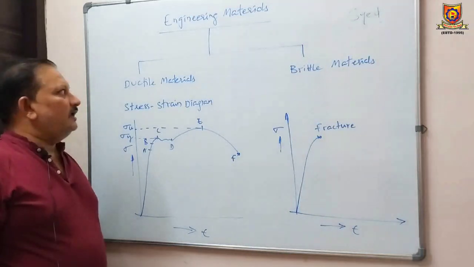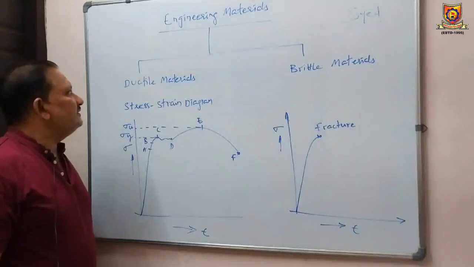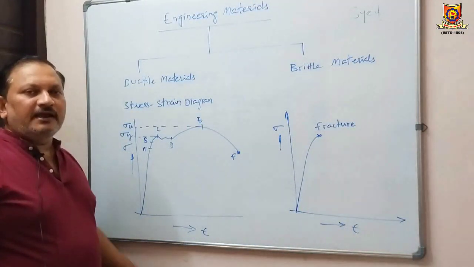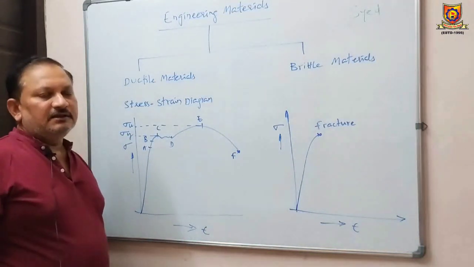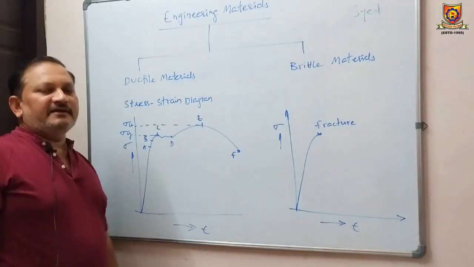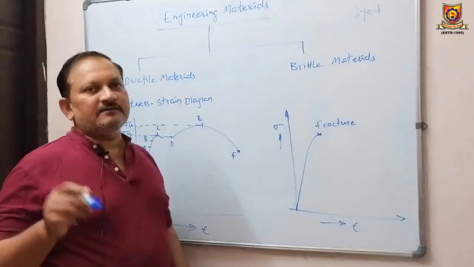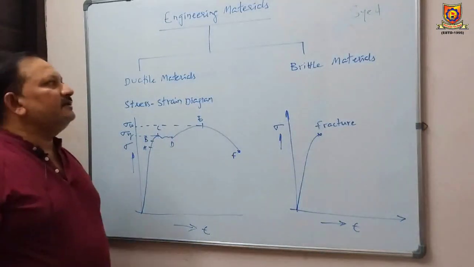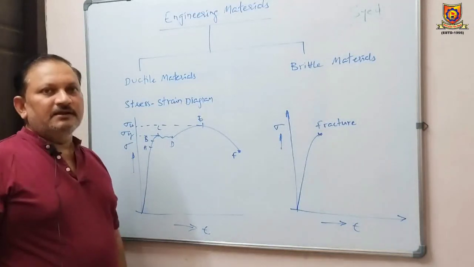But actually, we can divide the engineering materials into two types. One is ductile material and the other is brittle material. I can say 95% of machine components are made with ductile materials. To the maximum extent, we limit the applications of brittle materials for making machine components, because brittle materials fail suddenly without giving any warning. That is the reason.